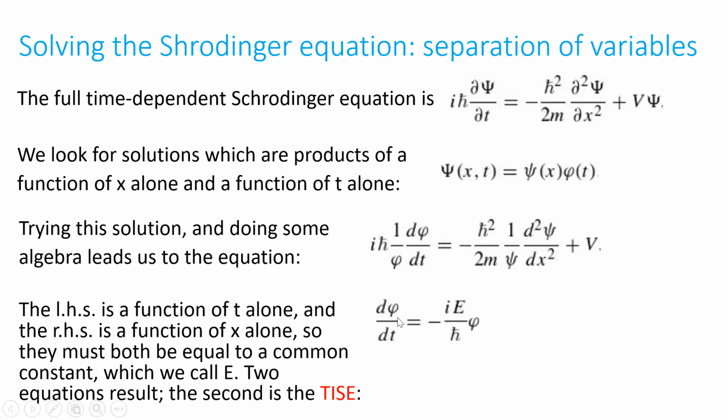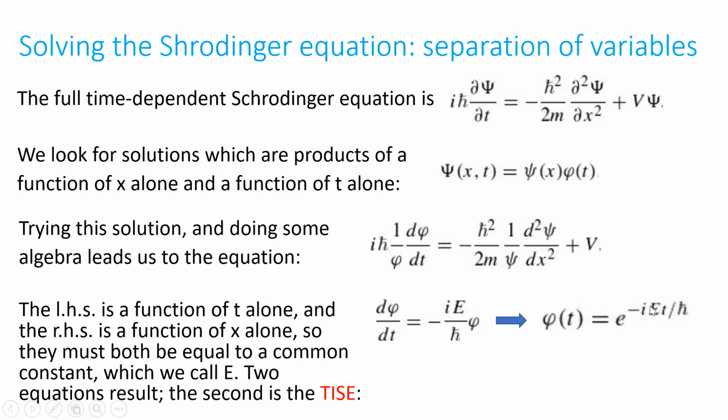But the first one that we get is coming from setting this left-hand side equal to E. So we then solve for the derivative of little phi with respect to t, just by multiplying up by phi, dividing by h bar, multiplying both sides by minus i, and we get d phi dt is minus iE over h bar phi. And that looks like an exponential, because the derivative is minus a constant times the function itself.